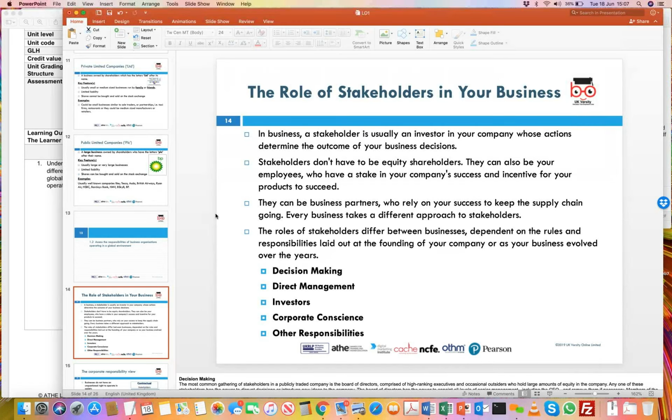So when we look at the responsibilities of a business organization, we are going to talk about the role of stakeholders in the business. People who have an interest in the company or the business operations are affected by the success of the company. If the company is doing well, they are making lots of sales. That means the company is making a lot of profit. If you are a shareholder, what do you get at the end of the year? If you own shares of the company, what do you get once a year?